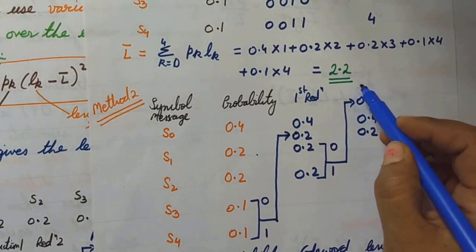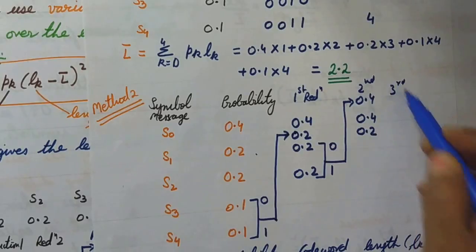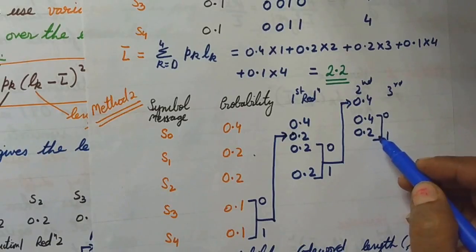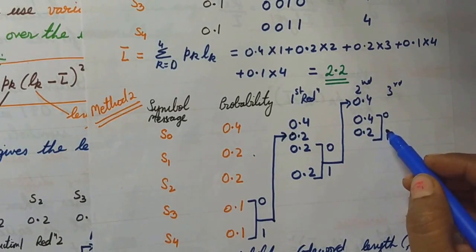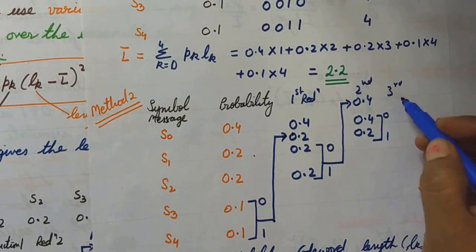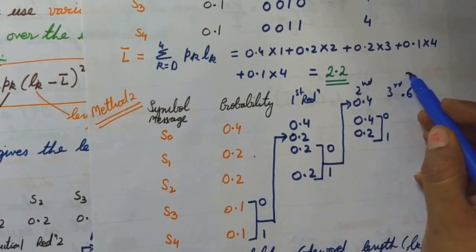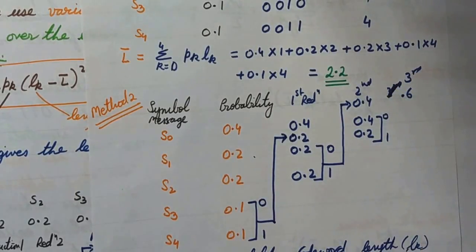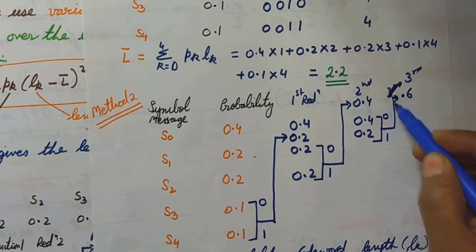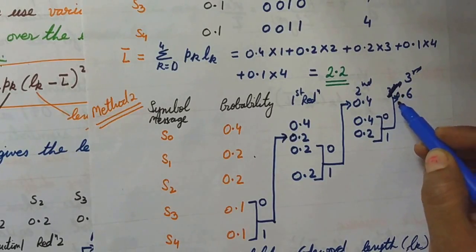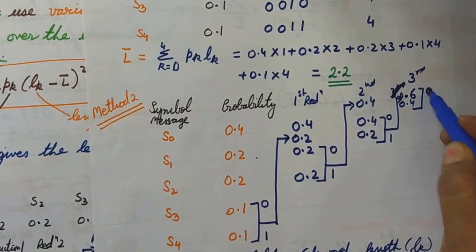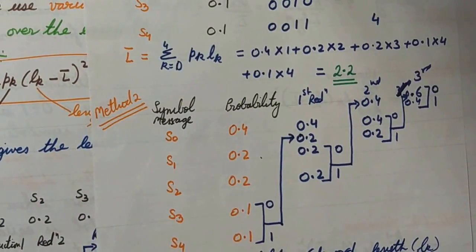Again, this is the second reduction. Now the third. Again, I'll combine this 0.4 and 0.2, and it will get 0.6. Since 0.6 is higher than 0.4, it will automatically go above 0.4. So 0.6, the third, I'll write here, otherwise it will create confusion. Third reduction is here: 0.6, and this has gone here, and then comes 0.4. Since the last two are left, I'll give them assignment 0 and 1. No further reduction is needed.